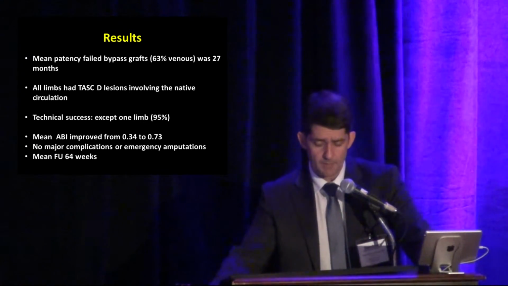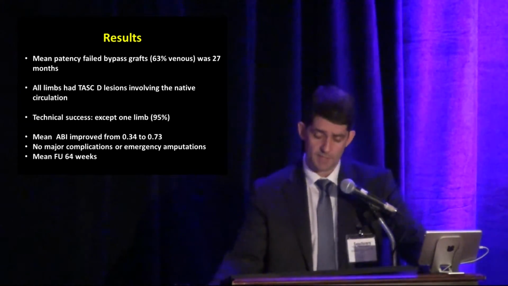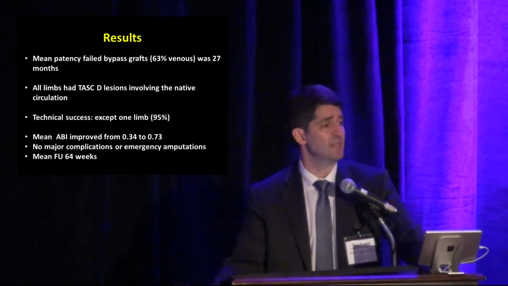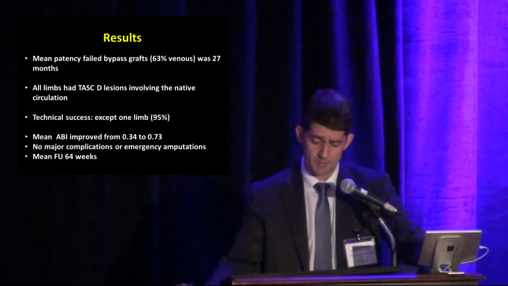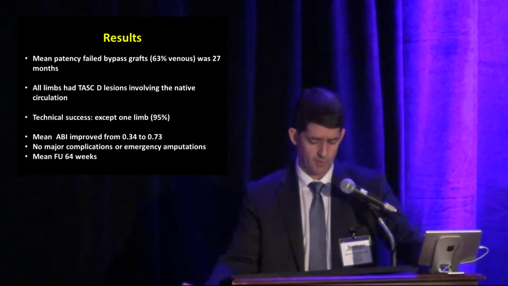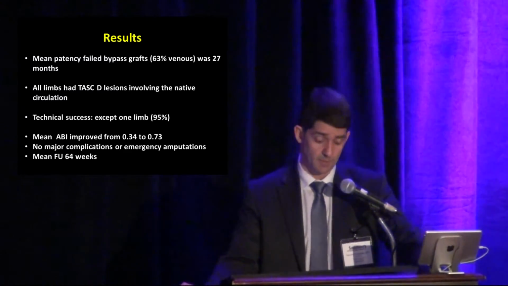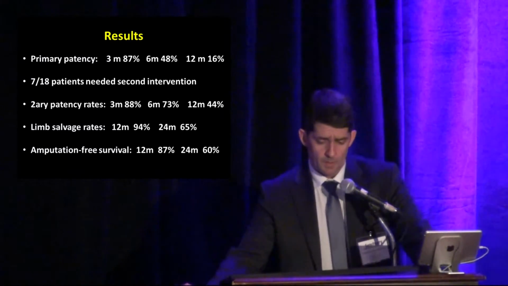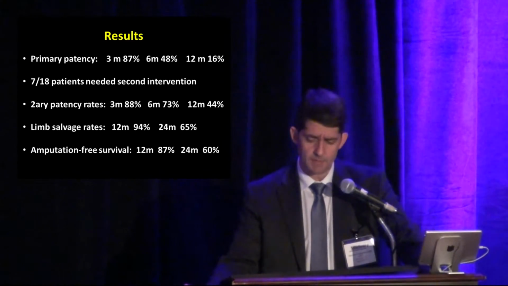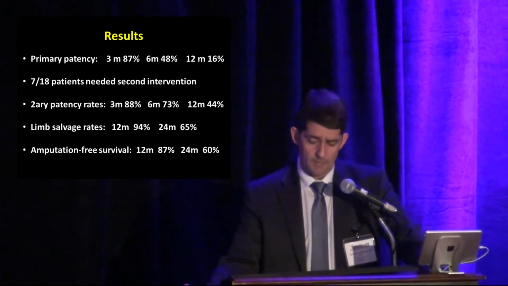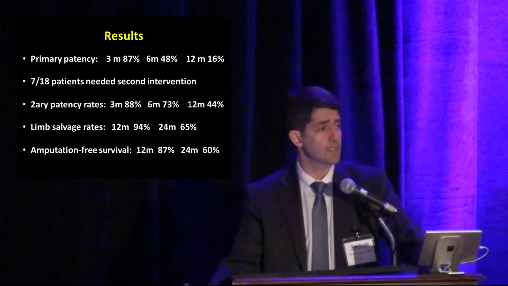The mean ABI improved from 0.3 to 0.7 in the people who were treated endovascularly after failure of the bypasses. There were no major complications or emergency amputations, and the mean follow-up was pretty good, 64 weeks. In terms of patency, there was a remarkable drop in primary and secondary patency at 12 months. The good thing is that more than half of the limbs were salvaged.